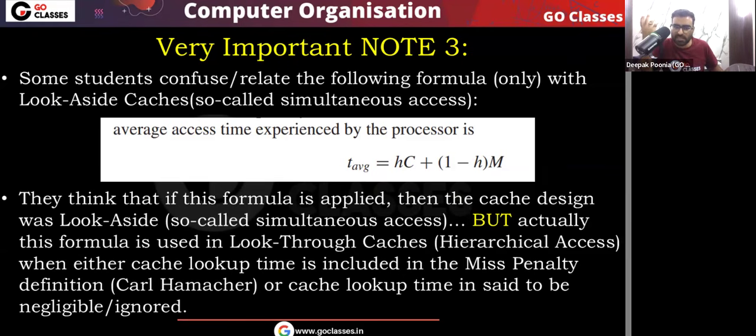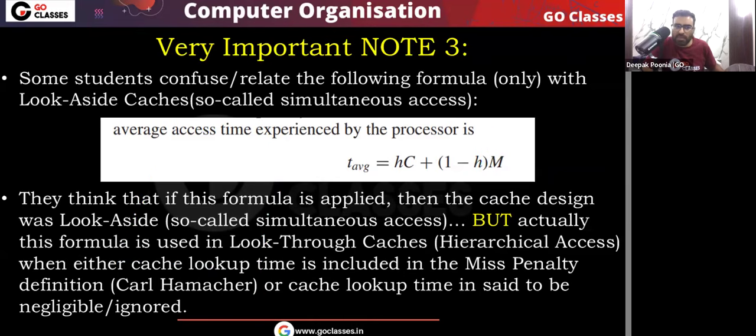This is actually a misconception. This formula does not imply that we have look aside cases. If you remember, we have seen this formula in look through cases also. And if you remember, we use this formula when the miss penalty includes the search time in the cache memory. Yes or no? Do you remember this formula is used by the Carl Hamacher book? And Carl Hamacher says that the miss penalty includes the search time in the cache memory.